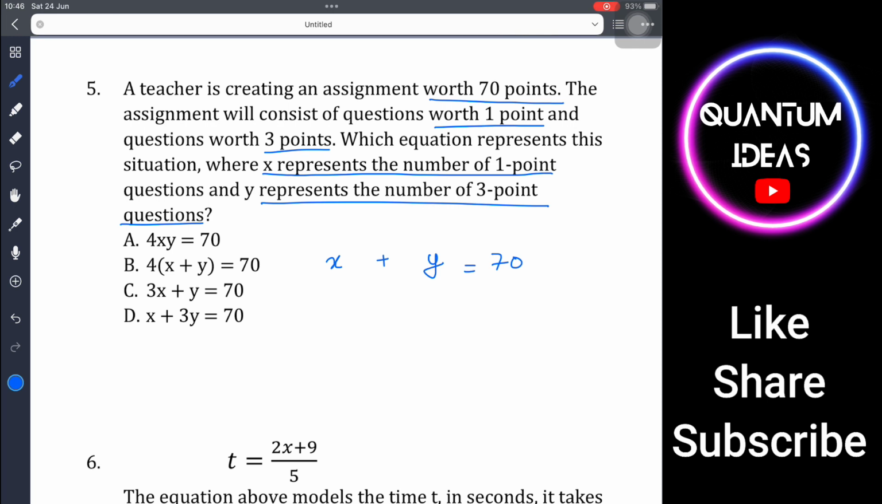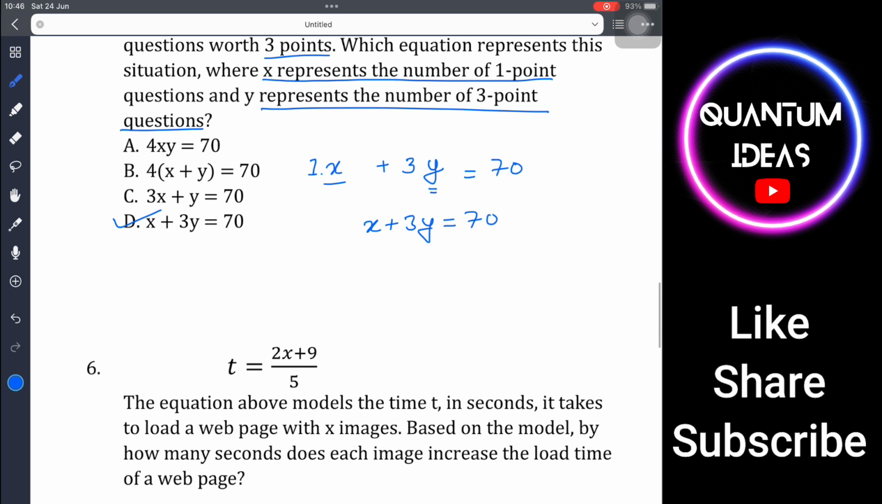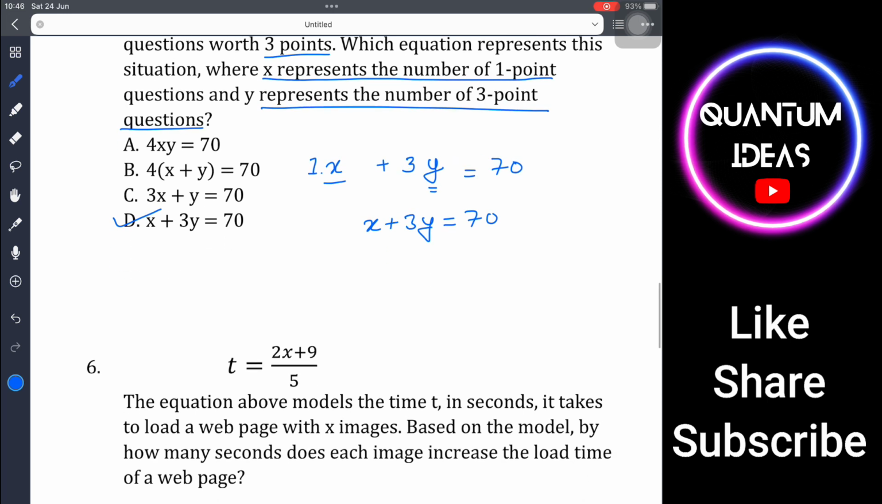So these are the numbers. Here x is the number, and the weight of each question is 1, so 1 times x is the total points. Y is the number of 3 point questions, and 3y will be the total points. So we can write x plus 3y equals 70. It is quite easy. So x plus 3y equals 70 is your answer. You got it?